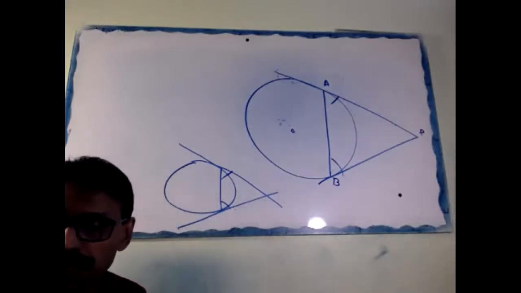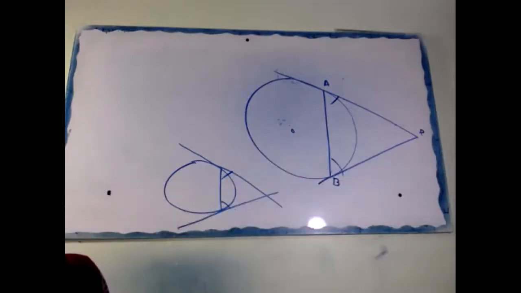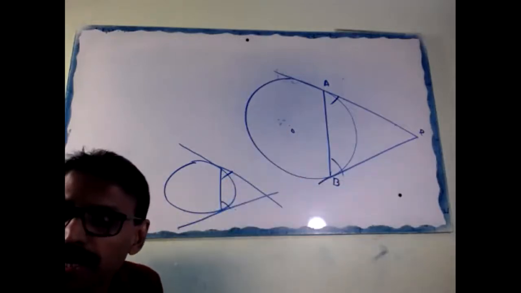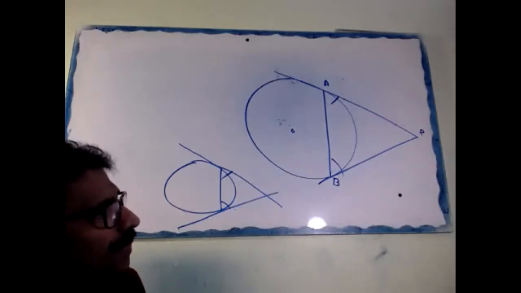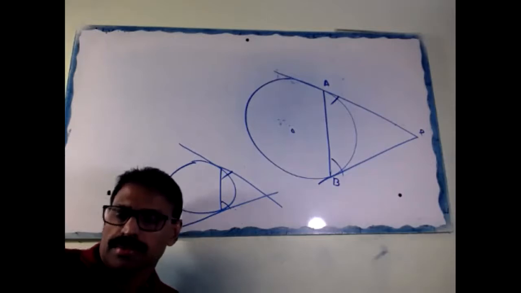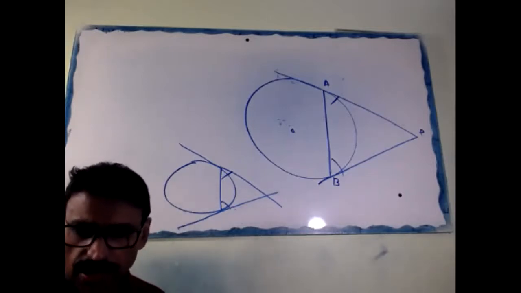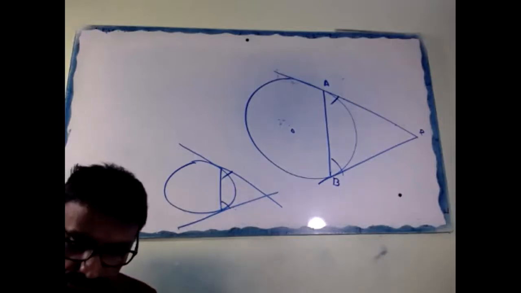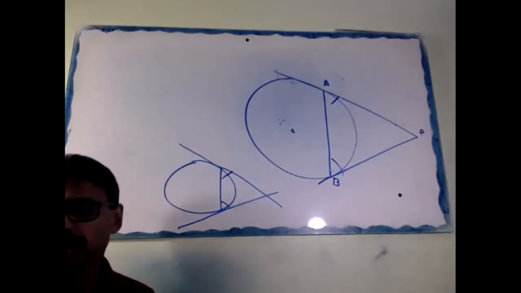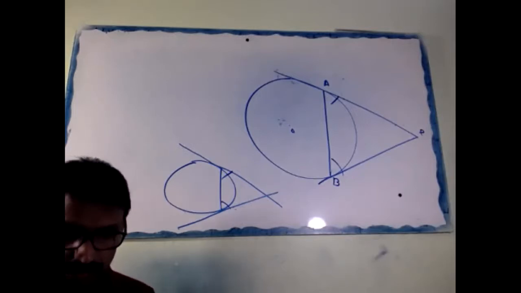Okay, finish. Very simple. Look here. In triangle PAB, PA equals PB, because tangents from an external point are equal. Therefore, angle PAB equals angle PBA. What is the reason? Angles opposite equal sides are equal. Correct or no? Angles opposite to equal sides are equal.